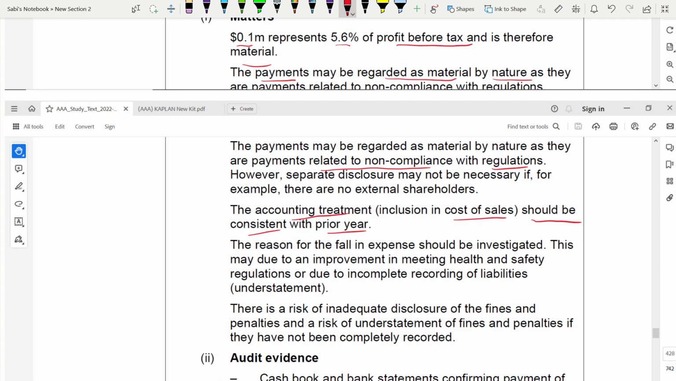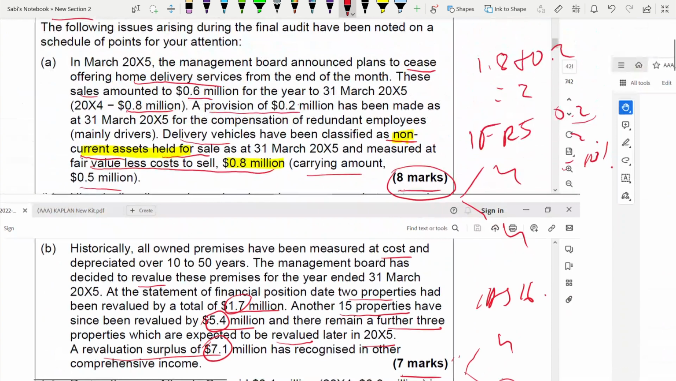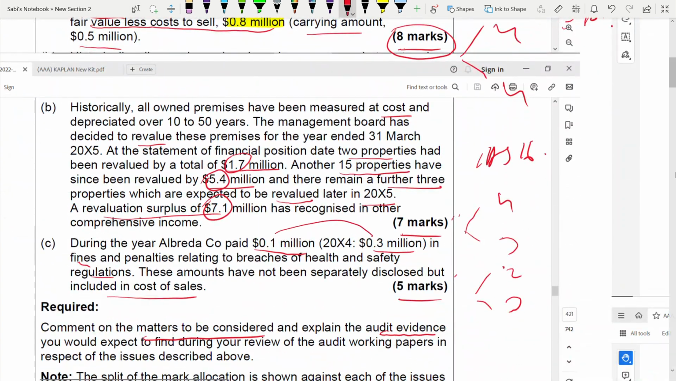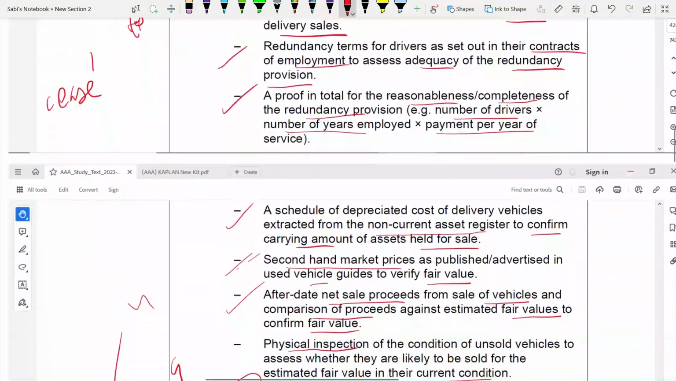And also, if you see closely, you have to always keep a close eye, especially on the figures given. If you see here, last year it was 0.3, this year 0.1. So you have to see why it declined. It's good that it declined, but why? The reasons could be various.